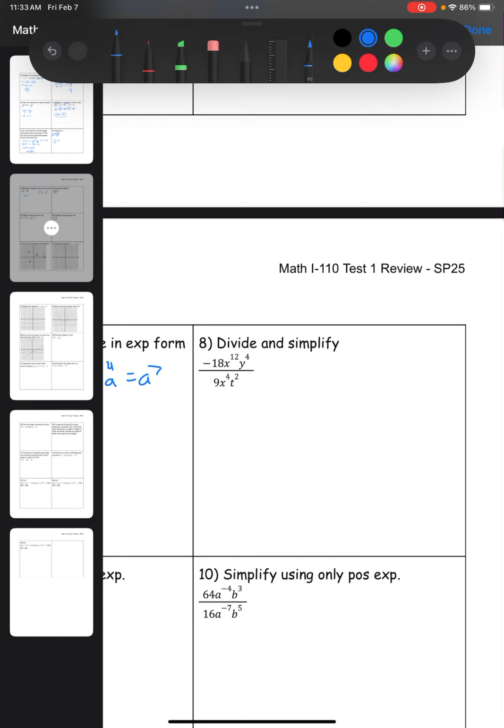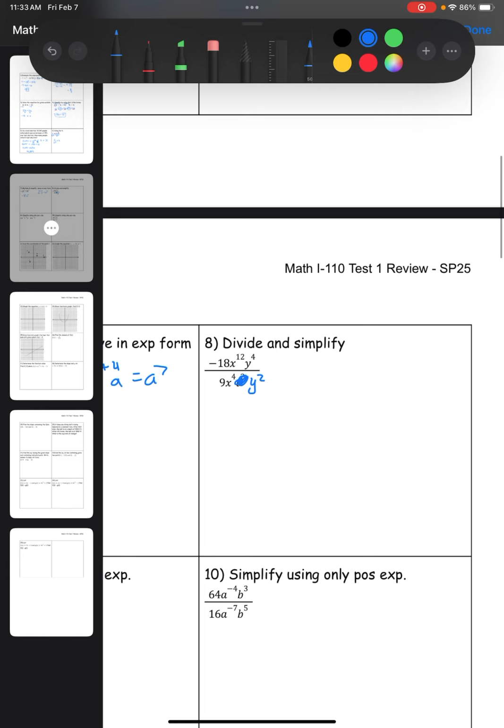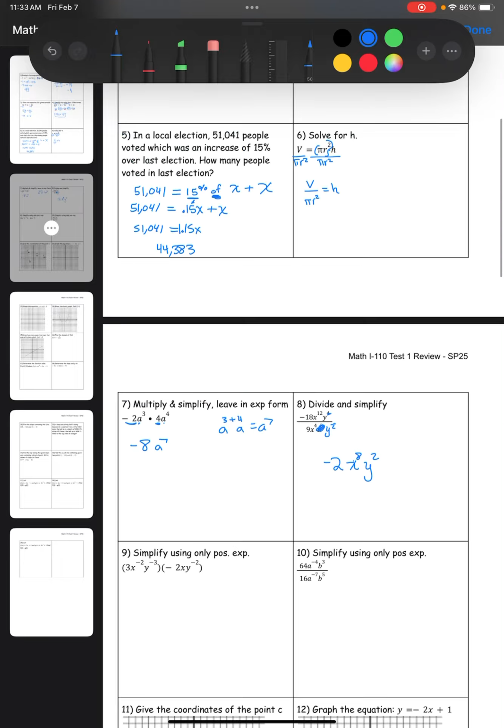All right, number 8. Again, I wasn't able to fix it. This is actually supposed to be y squared. But with that, going from left to right, we have negative 18 divided by 9. That gives you negative 2. Then x to the 12th divided by x to the 4th. You're actually doing 12 minus 4, right? So we have x to the 8th. And y to the 4th divided by y to the 2nd is doing 4 minus 2, which is y to the 2nd. So that right there is just what you have to do.